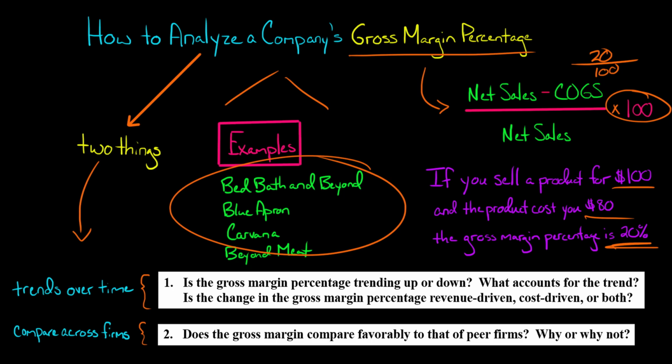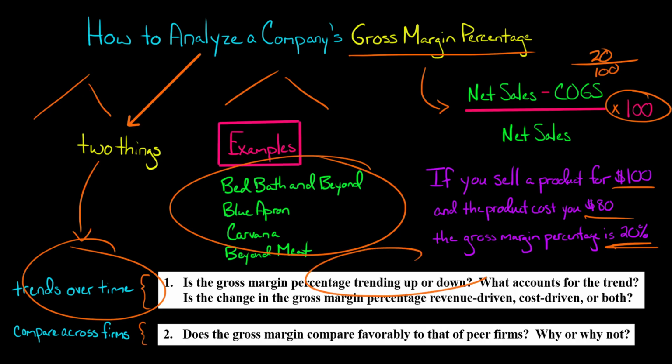Now, when you're analyzing the gross margin percentage, you want to focus on two things for the company. You want to look at the trend over time. Has the gross margin percentage been going up over time? Has it been going down? Was there a sudden increase or decrease? And you also want to compare the gross margin percentage across firms. So you'll look at peer companies, in that same industry, that are competing with this firm, and look at what's going on with their gross margin percentage.